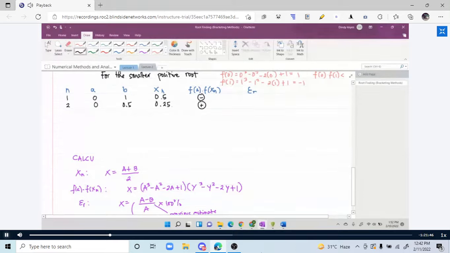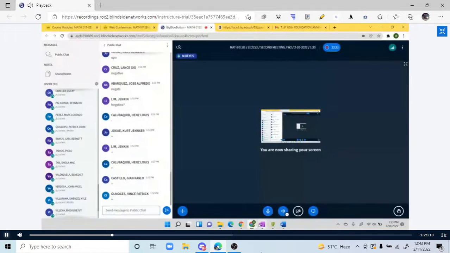Now, please compute the error. This time, your A is 0.25, this is your current estimate, and your B, which is your previous estimate, is 0.5. Now if this is positive, instead of changing B, we change A. We substitute 0.25 to A in the third iteration. 0.25 and this is 0.5. So when negative, B is replaced. When positive, A is replaced. We hope that's clear. What is the relative error in the second iteration?